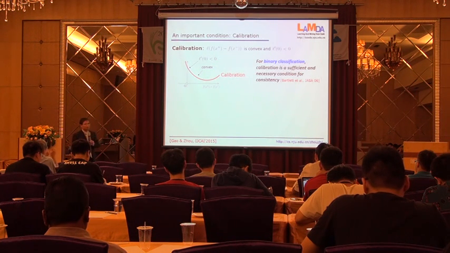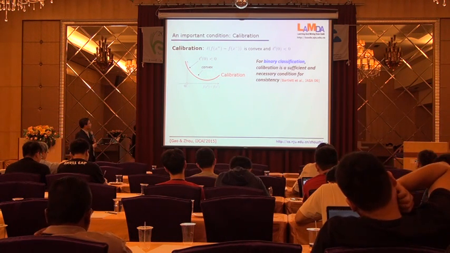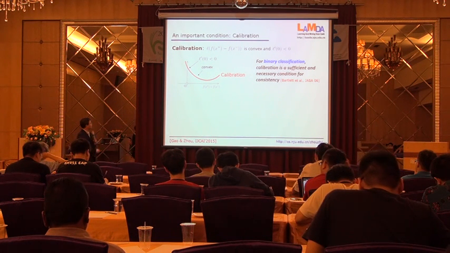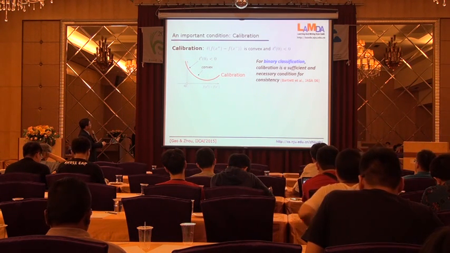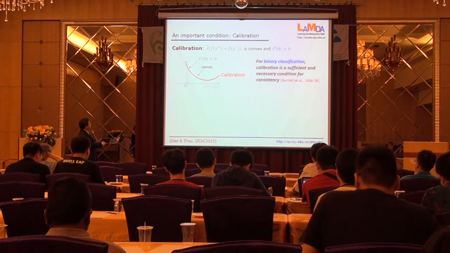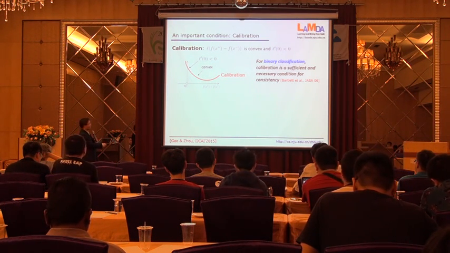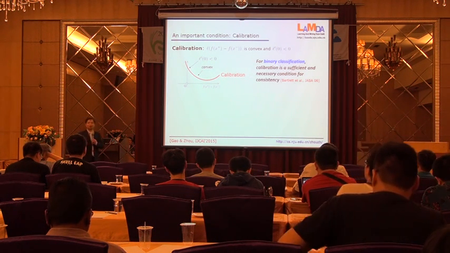Previously, we have some results. For binary classification or any other kind of single sample optimization, if you want a function which is consistent, it must be calibrated. Calibration means that the function should be convex and the first-order derivative should be negative. If you have these two properties, then it is calibrated. Then if a function is calibrated, you can simply use it as a surrogate loss.